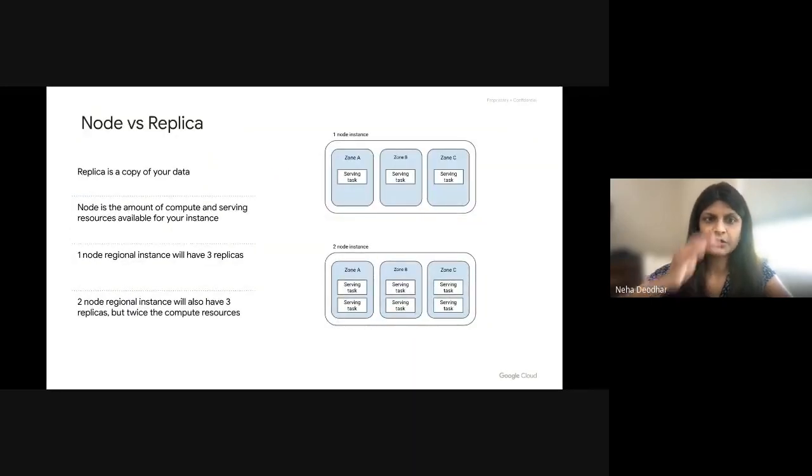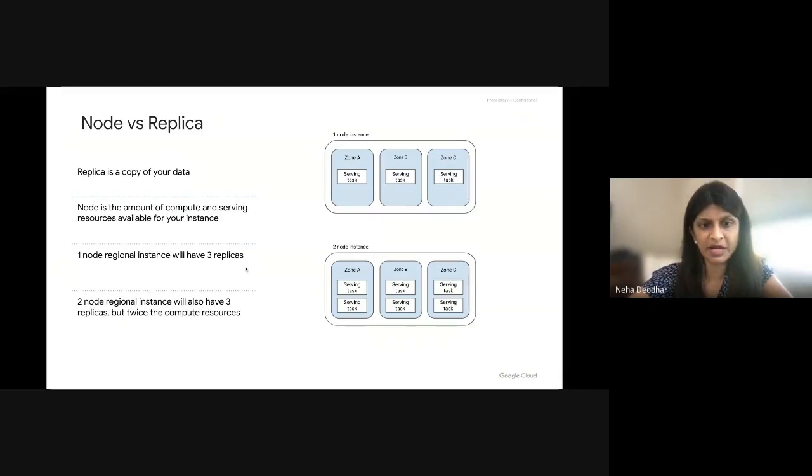One of the things that I wanted to clarify is this concept of node versus replica. We've seen some user confusion around the concept of node and the concept of replica in Cloud Spanner. Now, a replica is a copy of your data. So in single region configurations, you will have 3 replicas of your data, irrespective of the number of nodes that you have in your instance. And in a multi-region configuration, you will have 5 or more copies of your data, 5 or more replicas.